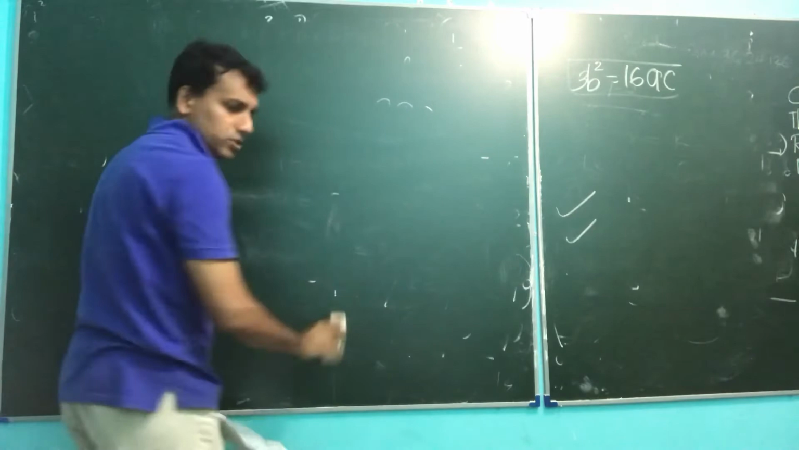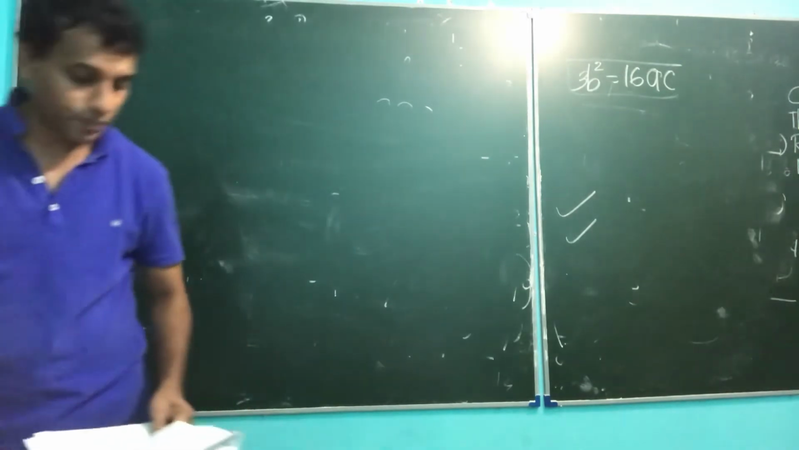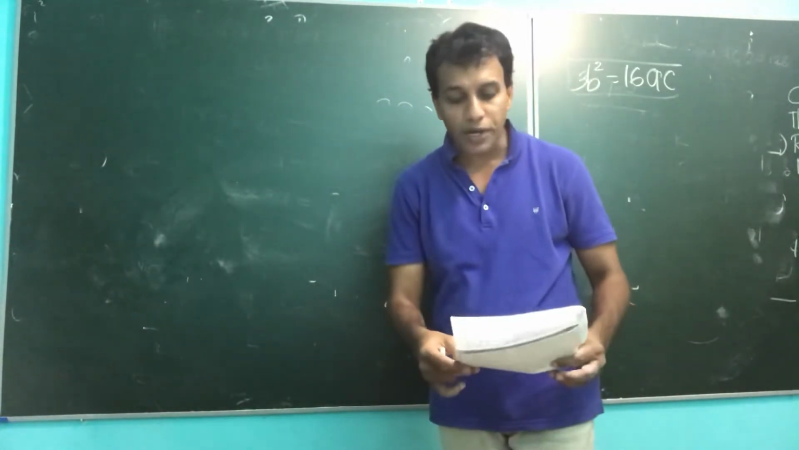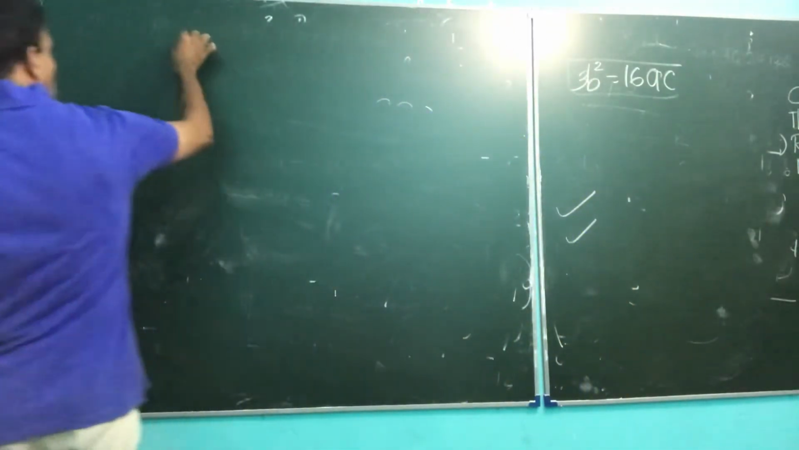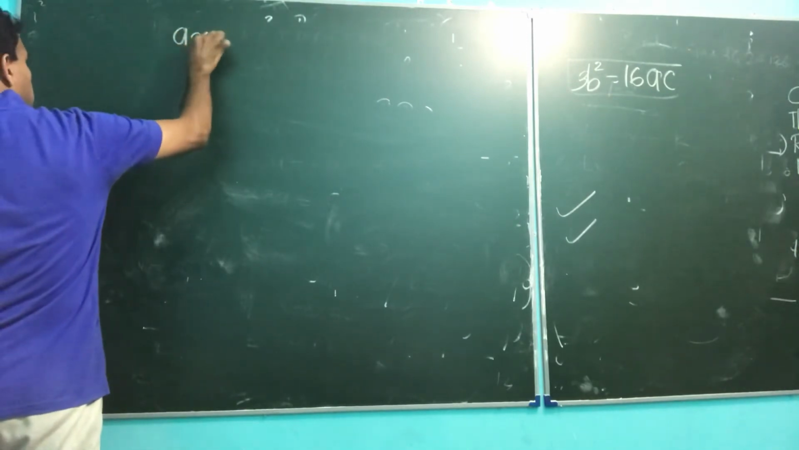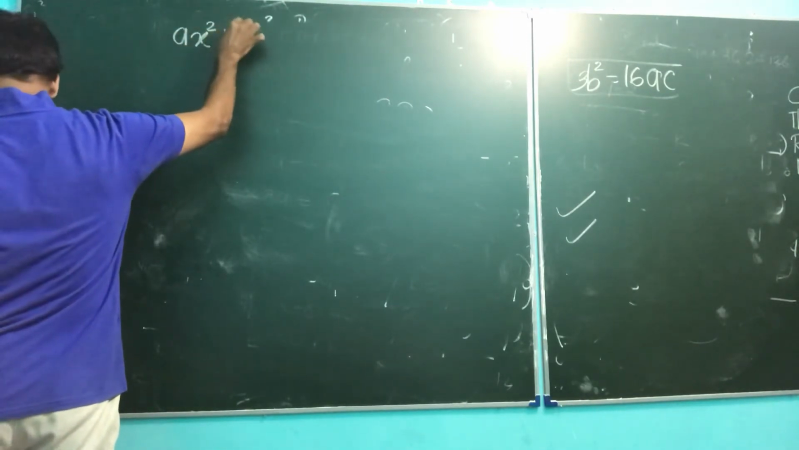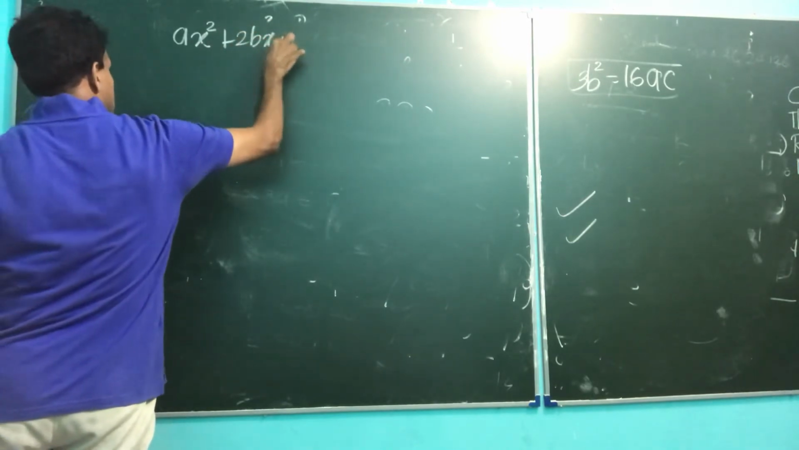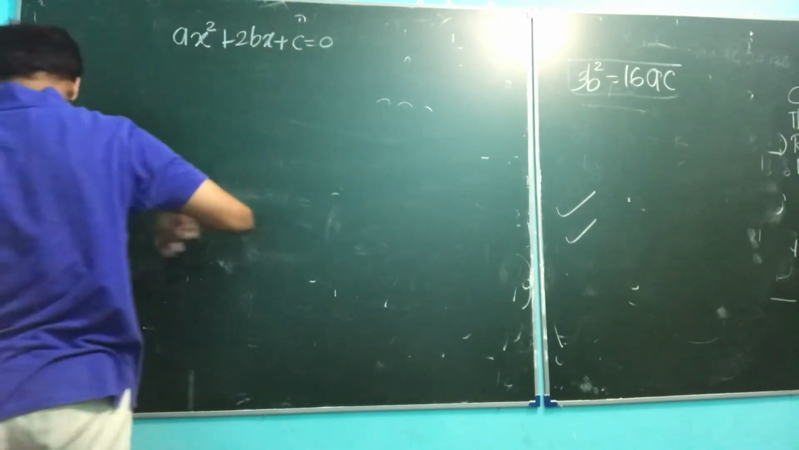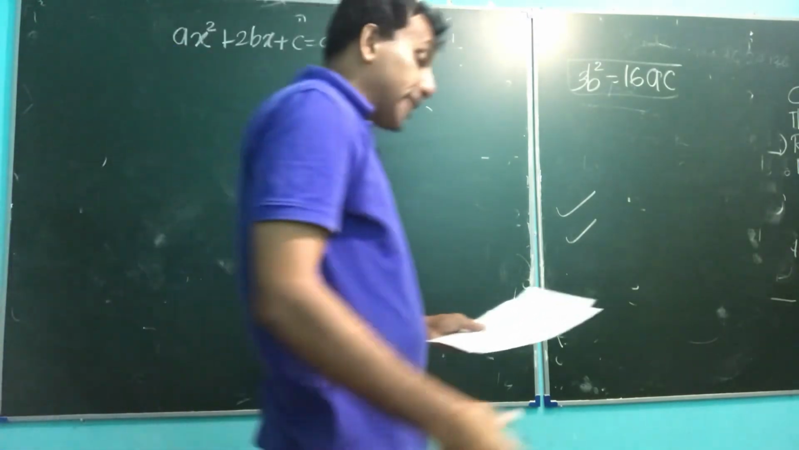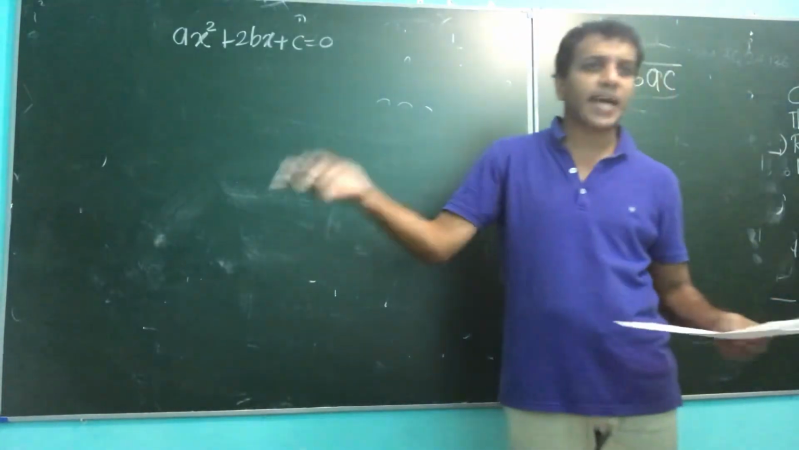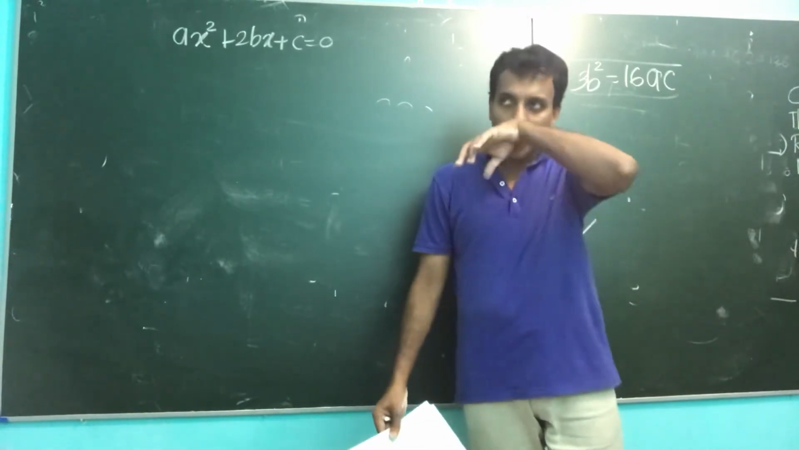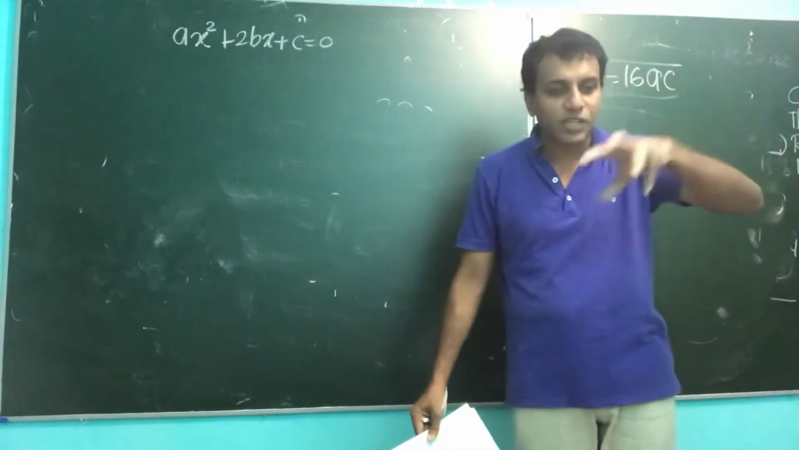All similar ideas, right? So find the condition that one root of the quadratic equation ax square plus 2bx plus c equal to 0 is n times the other. So you work here with 2 times, 3 times, like that, n times. Then get an expression in terms of a, b, c relation.